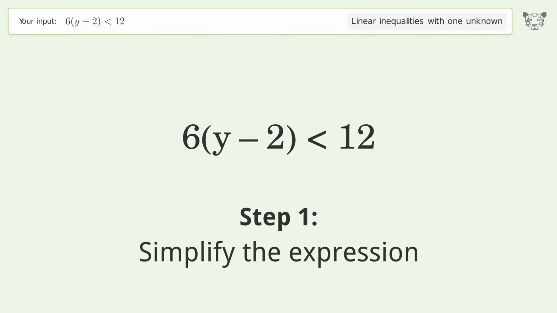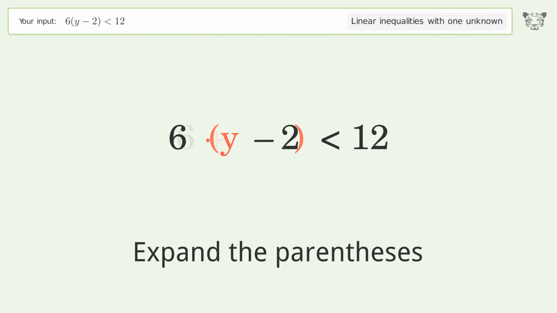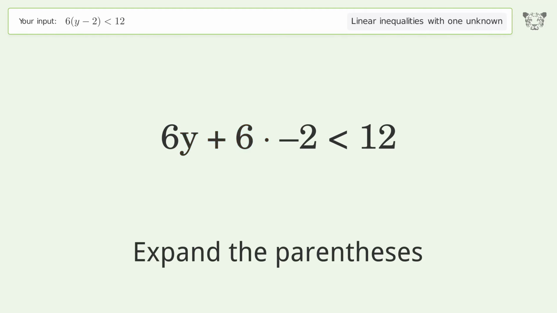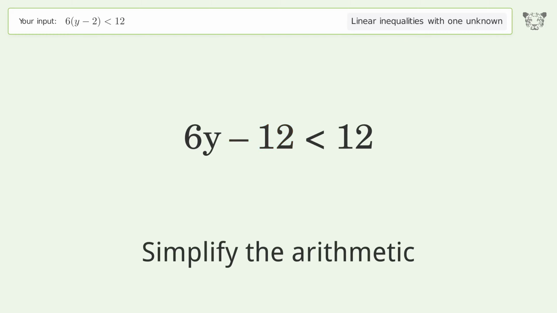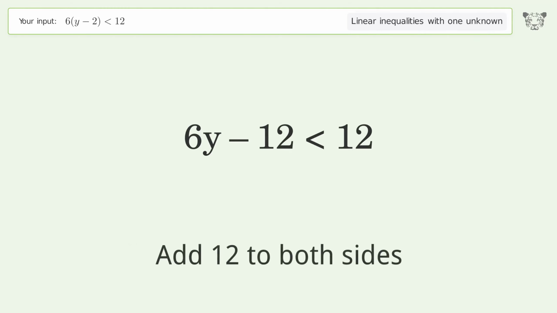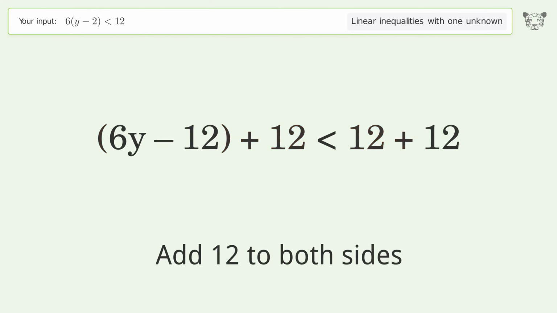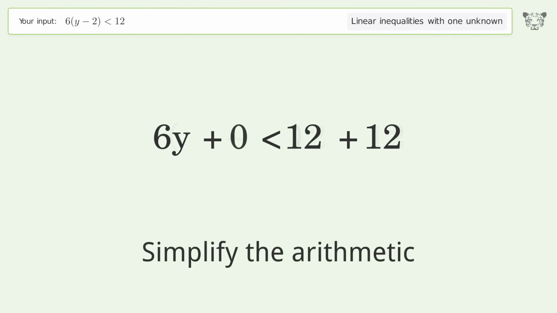Simplify the expression. Expand the parentheses. Simplify the arithmetic. Group all constants on the right side of the inequality. Add 12 to both sides. Simplify the arithmetic.